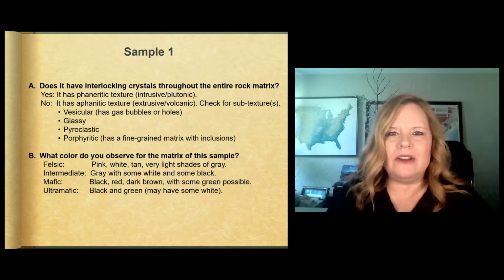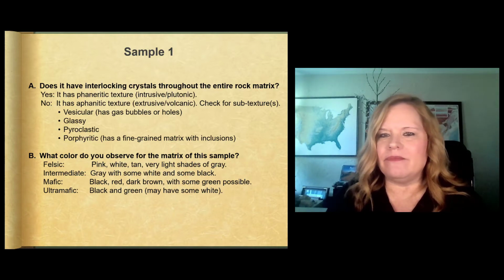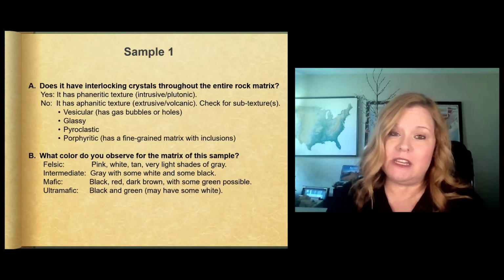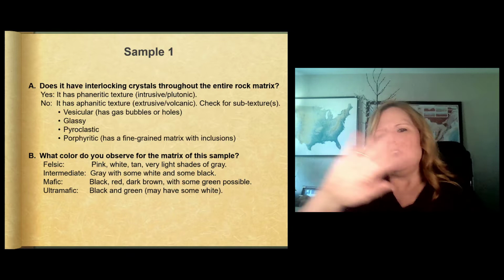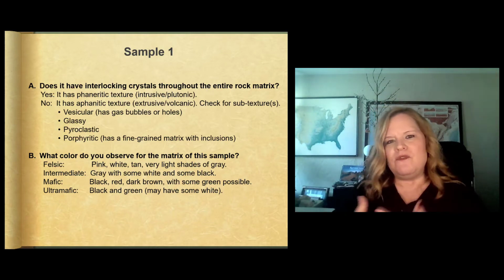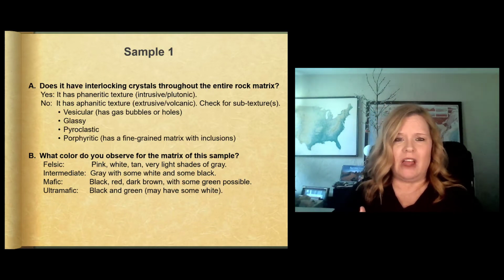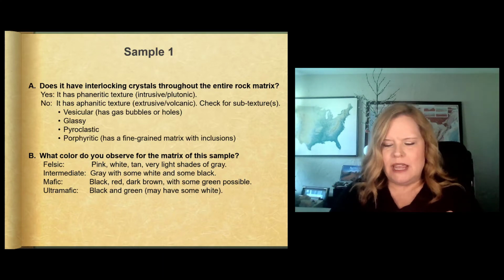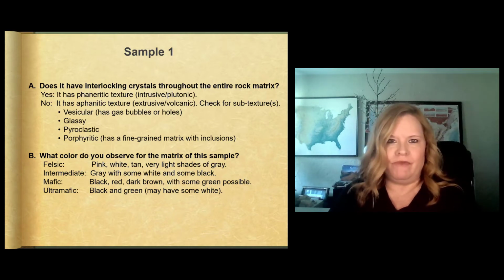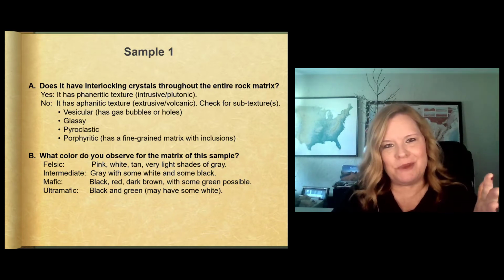Put it in that water. Did it sink or not? Mine surely didn't float, so you can kind of do it. So the first thing I want you to do now that you've tested it is let's do a visual assessment of color. Is it white, tan, pink, very, very light shades of gray? So white, tan, pink, very, very light shades of gray. And the answer is yes. That puts it in the felsic category.